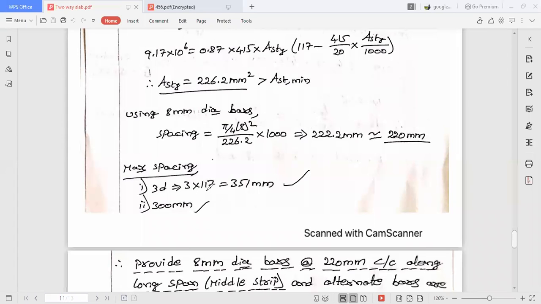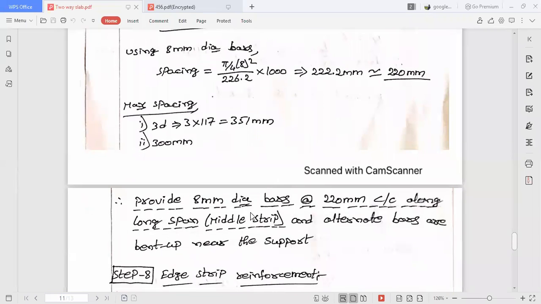3D is 3 times 117, and 300. One is 220, another one is 351, another one is 300. Out of these three, the least value is 220. Hence, the final statement is: provide 8 mm dia bars at the rate of 220 mm center to center along long span.